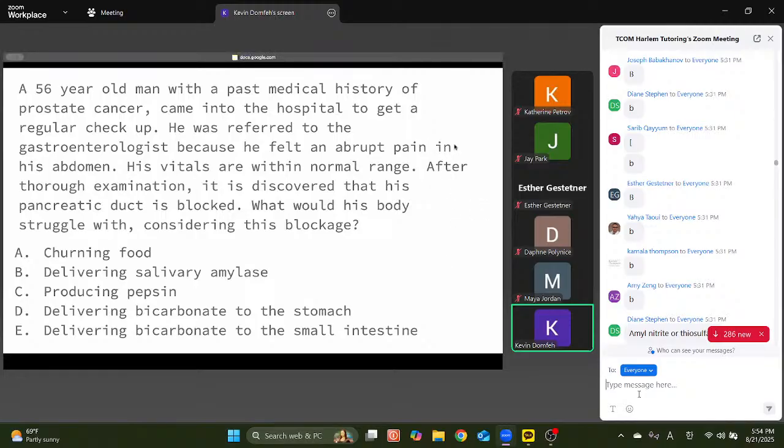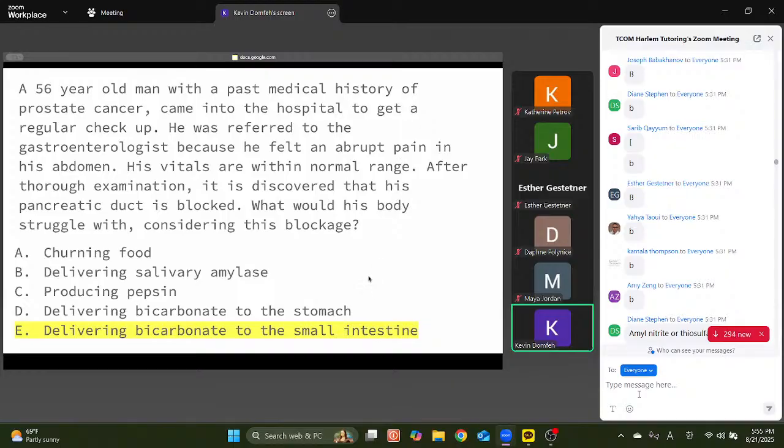Let me check the answer choices. Yeah, I see a lot of E's. It's very good. All right. Yep. It's E. So what organs in the GI tract, just out of curiosity, are responsible for churning food? Stomach. Yeah. Stomach is a big one.